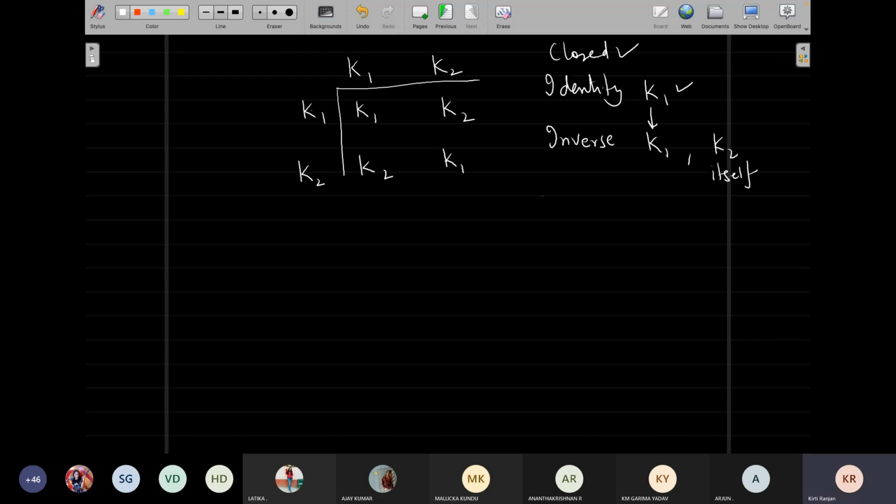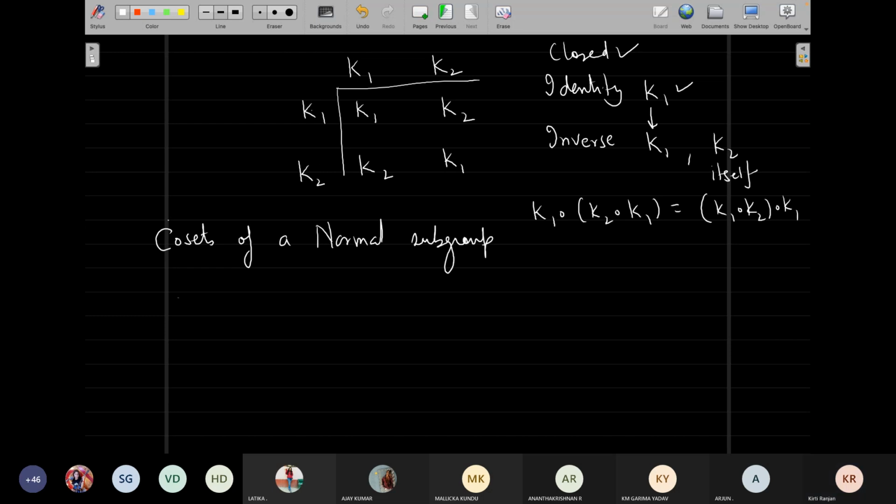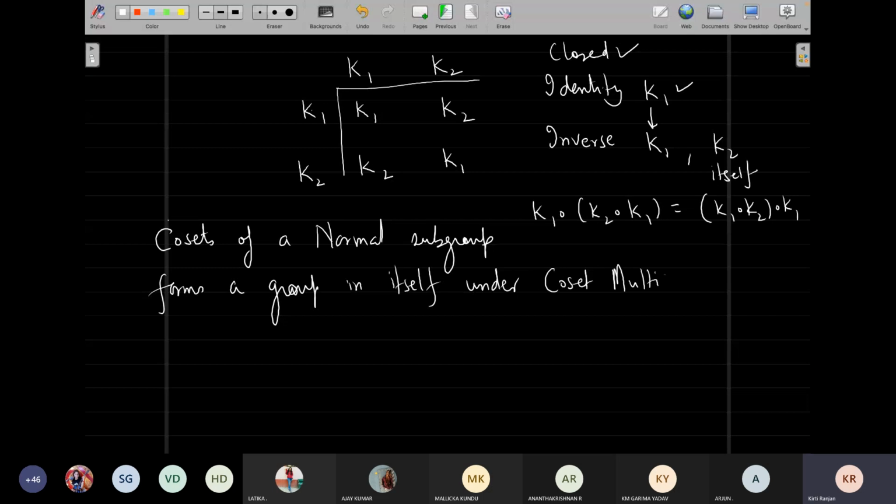And of course I'm not going to go into detail, but you will always be able to do it this way, which is the associative law. Which means that the interesting thing is: cosets of a normal subgroup form a group in themselves under coset multiplication or composition.